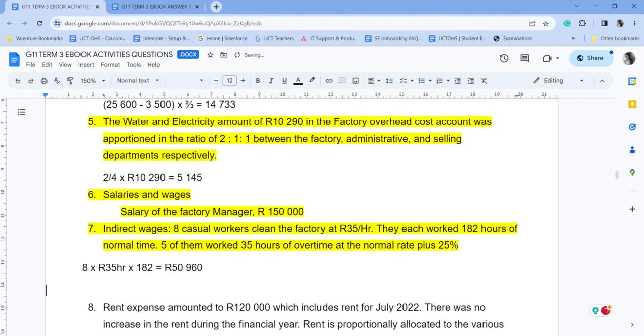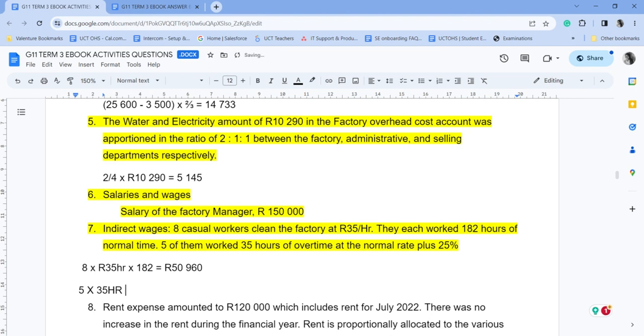Okay, there's more information that we need to work up because the sentence continues. The sentence continues and then it says that 5 of them, so I'm going to say 5 of them, they worked 35 hours. And then they say overtime at the normal rate plus 25%. So they worked overtime. So the overtime is 35 hours.